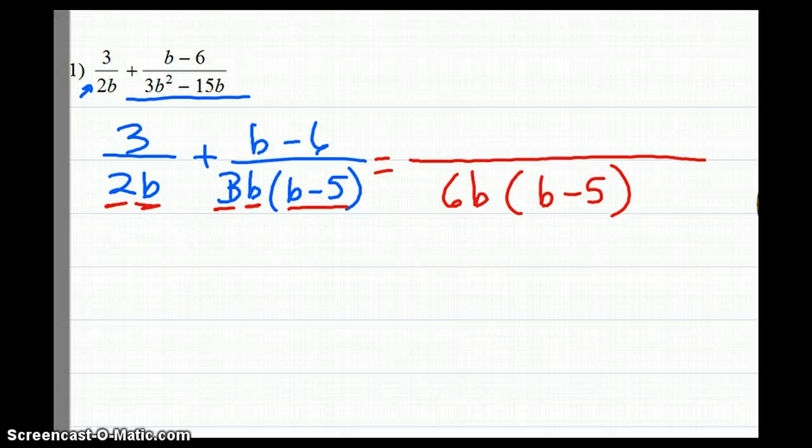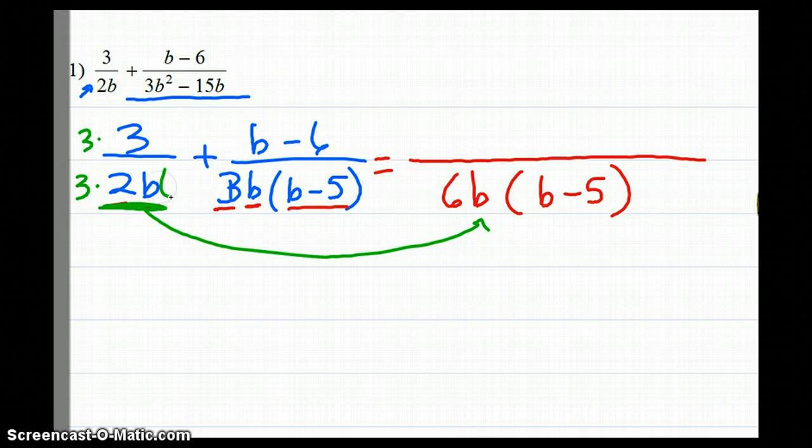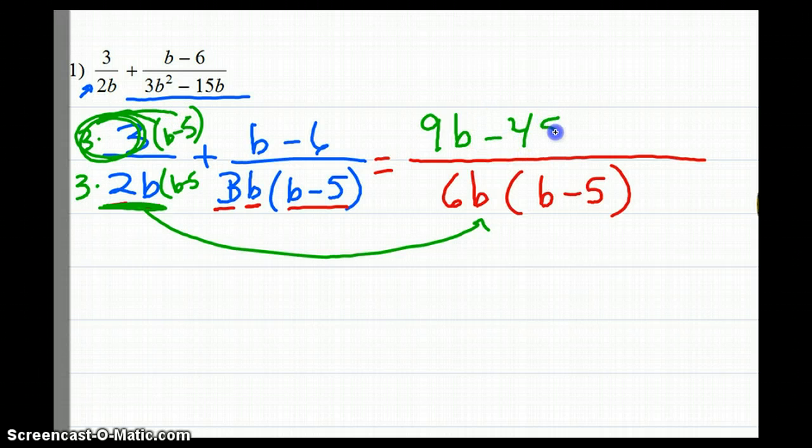So this is going to be our least common denominator. And then we're going to change these denominators so that they look like this. We're going to have to multiply top and bottom by a couple different things. Here we're going to need a 3, and we're also going to need this b minus 5. So 9 times b will be a 9b, and 9 times a negative 5 will be a minus 45. So that's how we get the common denominator for the first.